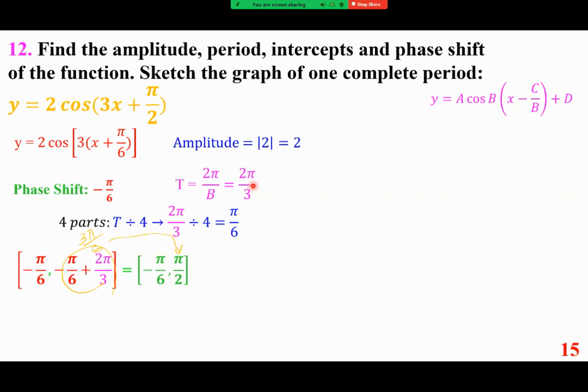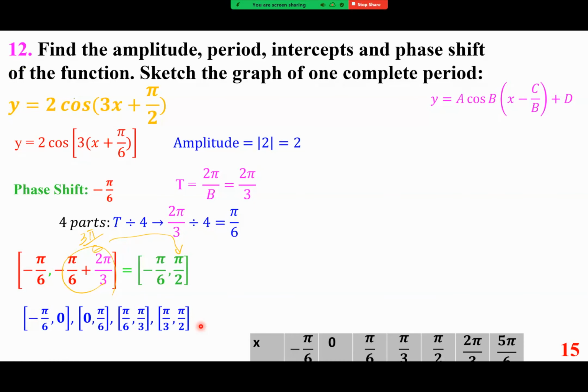And we cut the period into 4 pieces, pi over 6 each. So this is the beginning. Now, from here, we add pi over 6, we get 0. The next one, 0 to pi over 6, and so on and so forth. So again, start with the beginning, minus pi over 6 here. Add pi over 6, we get 0. Then 0 here, add pi over 6. Then pi over 6, add pi over 6, and so on and so forth. So those are the ones that you have.